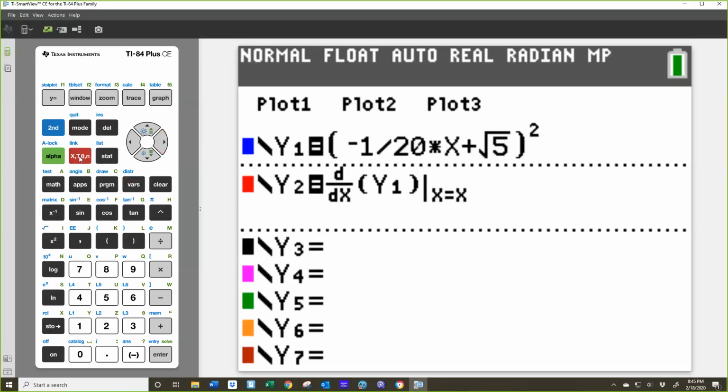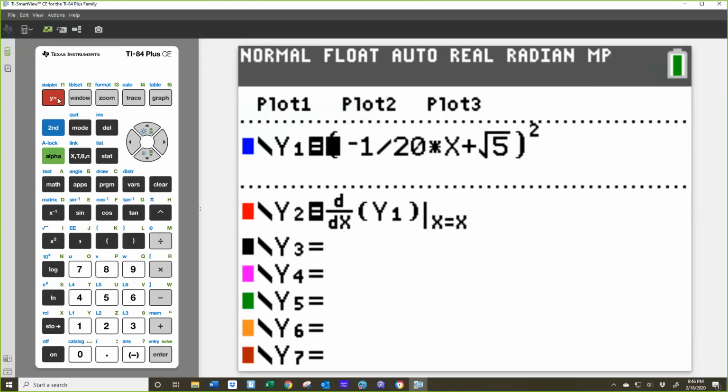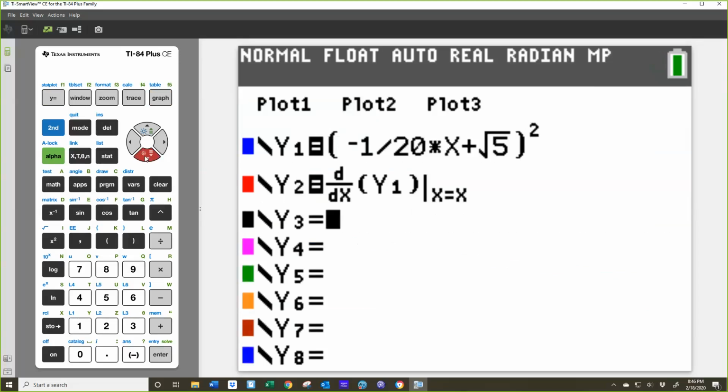So let's just take a quick look at that graph. And so this is my derivative function that's showing up below the x-axis here. Okay, so that's nice. But how could I confirm that that is actually the correct derivative? So I'm going to go down to y3, and now I am going to actually graph the HDT that I was given.